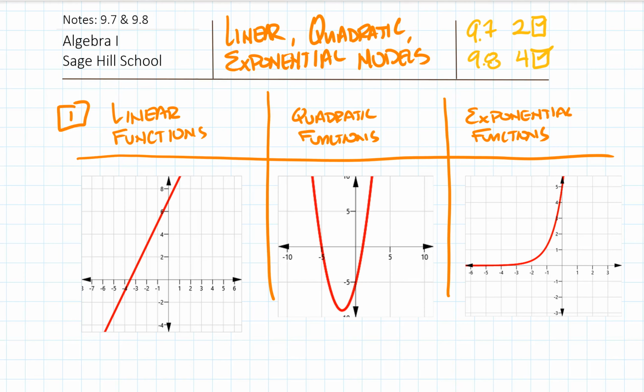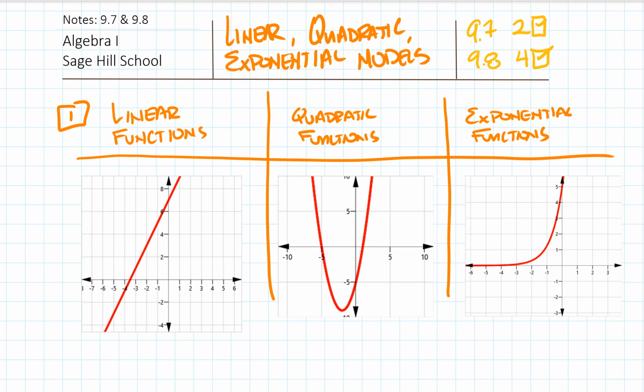Okay, so here is 9.7 and 9.8 in Algebra 1. 9.7 is all about the different types of models that are out there, and in class we're going to do something called the penny circle, which explores this. And then 9.8 is learning more about solving systems. So let's do a little overview.